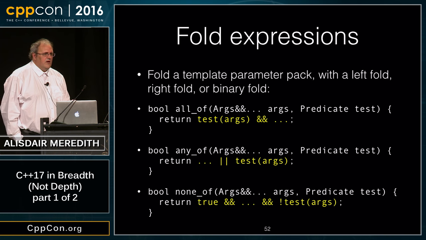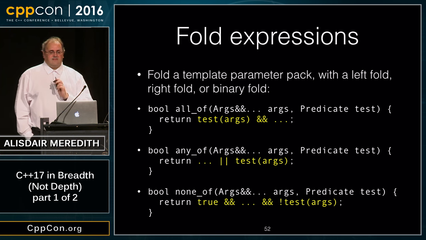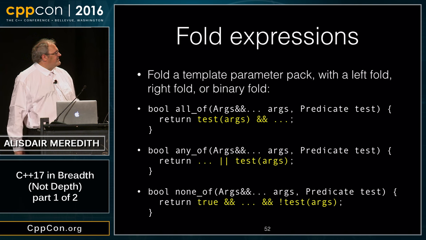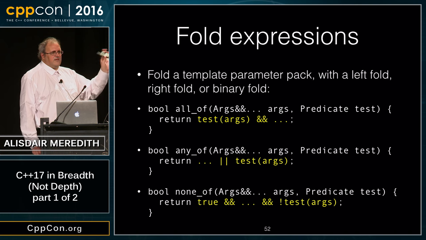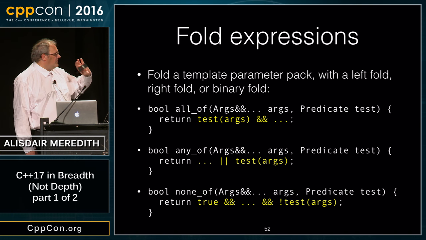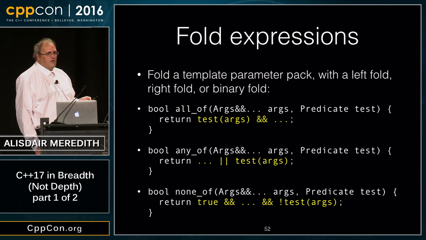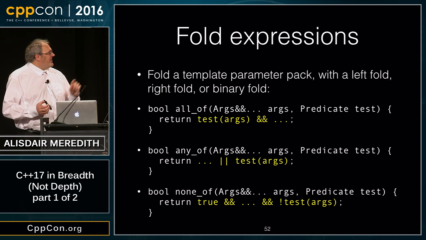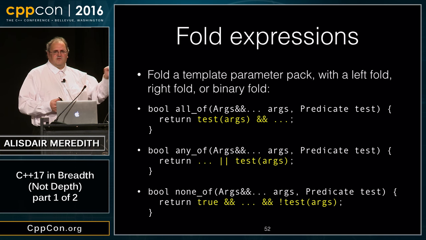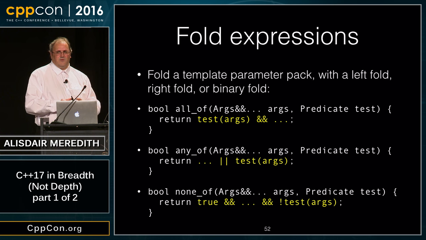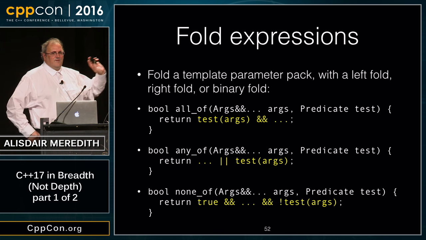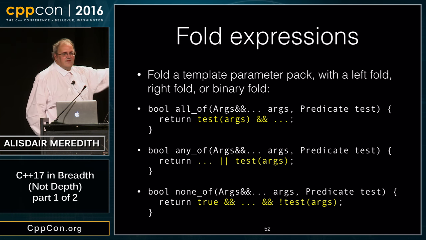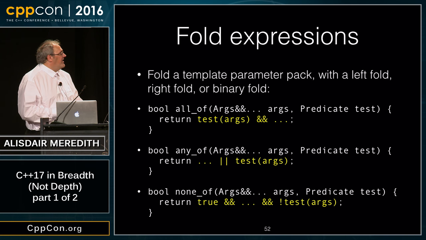Fold expressions were a popular request for variadic templates, where I've got this parameter pack of things. In the examples I'm using here, I've got the three kinds of folds in the standard: the left fold, the right fold, and the binary fold. These terms are great if you're familiar with functional programming. Everything I know about functional programming, I learned by reverse engineering from C++ templates. So I don't know the vocabulary, but if you know the vocabulary, these are the terms you're looking for. Otherwise, read the syntax and hopefully it becomes fairly clear what's happening.